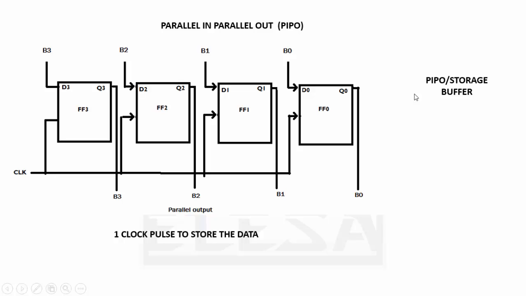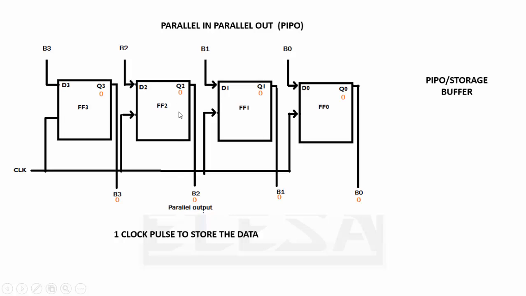This register is also called a storage or buffer register. Why storage or buffer register? Because we require only one clock pulse to store data. If we initially have 000 on each flip-flop and we have to store 1111, then we have to feed 1111 from B3, B2, B1 and B0, and when the falling edge occurs, all these flip-flops will get the value 1111. Thus, we require only one clock pulse to store data.